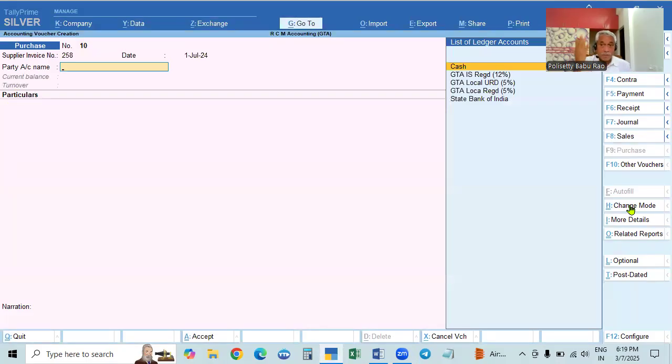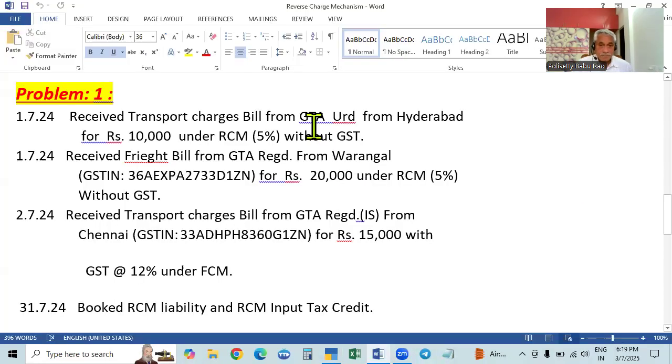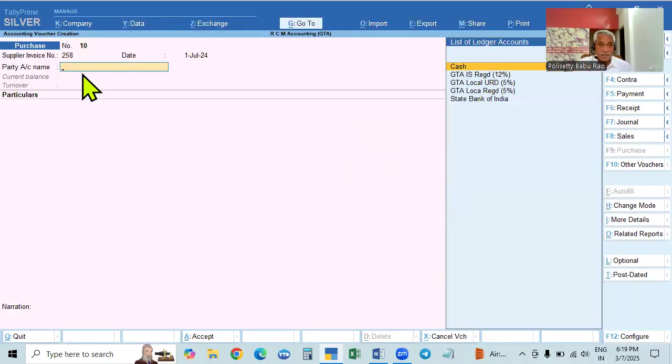Whatever number is given in the invoice of the transporter, that we will give. The name of the transporter is here. I created the name of the person and the details of the person. But to understand easily, the name of the GTA, we will create as GTA Unregistered. Unregistered GTA we selected.